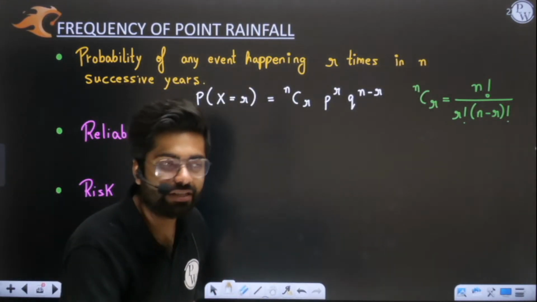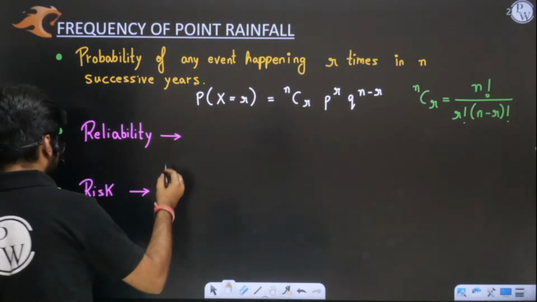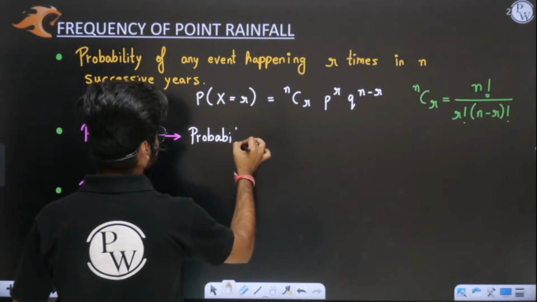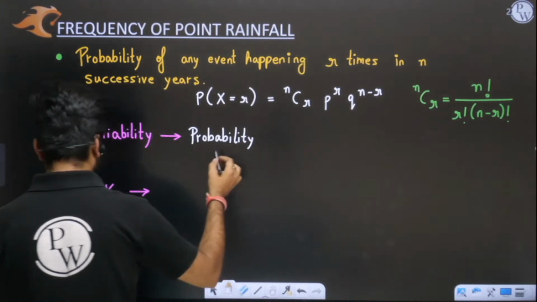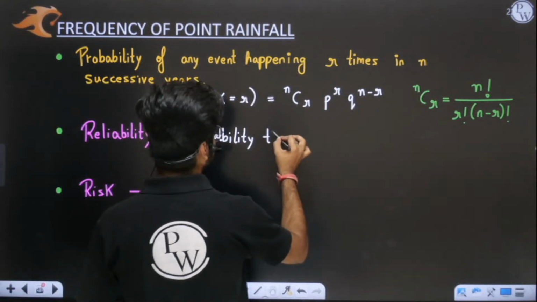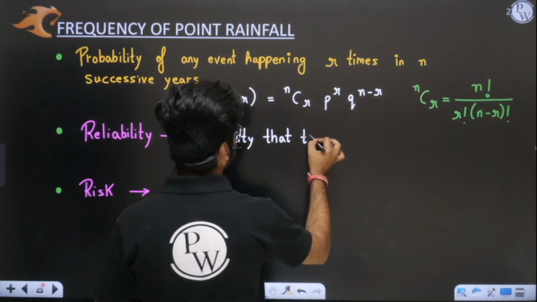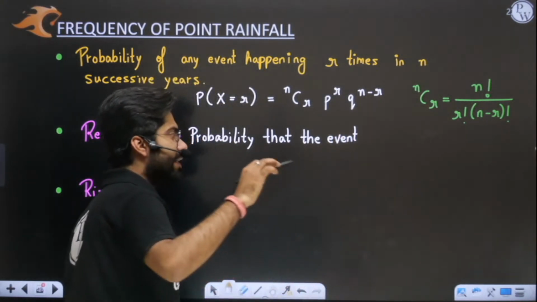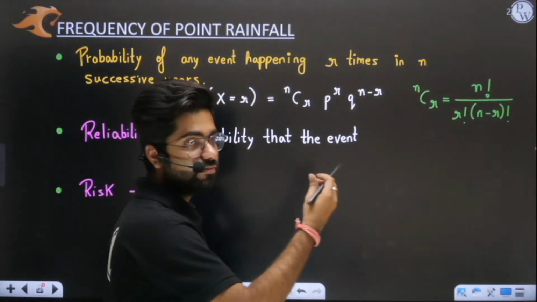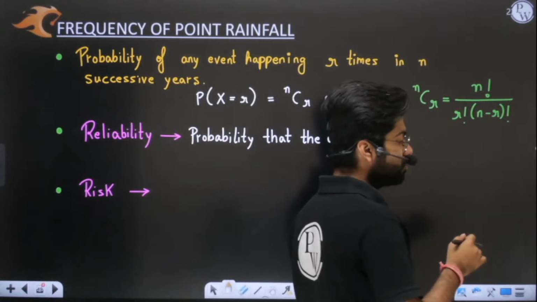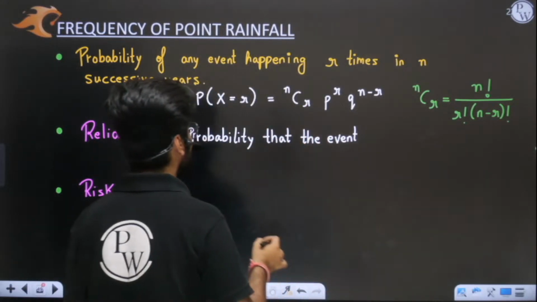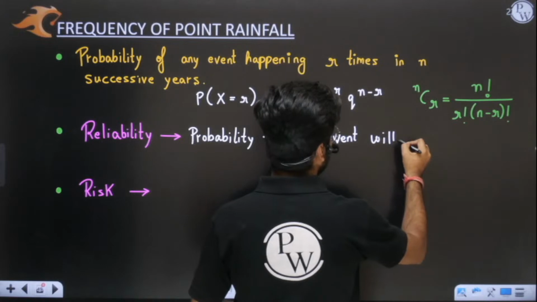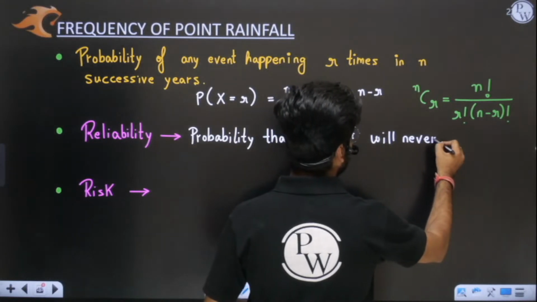What is the meaning of reliability? Reliability means the probability that the event, and what sort of event are we talking of? Rainfall or stream flow. Any kind of rainfall event or any kind of flood flow event. So what I'm saying here is the probability that the event will never occur. Probability of the event that it will never happen.